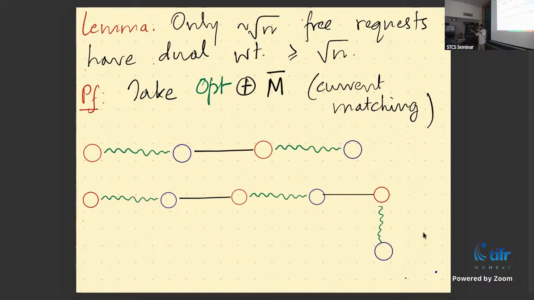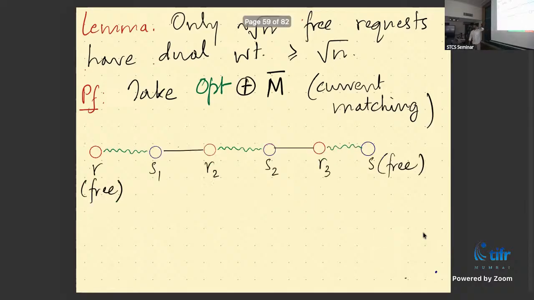It simply follows from the fact that in the symmetric difference of two matchings, the degree of a vertex can be either 0 or 1 or 2. It can't be anything else because both of them come from some matching. But because these are free vertices in your matching, this can't be a cycle, so it will end up at a free vertex.